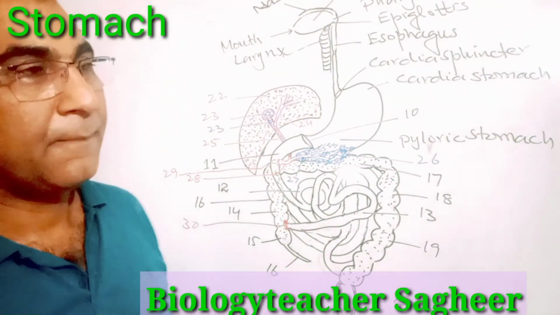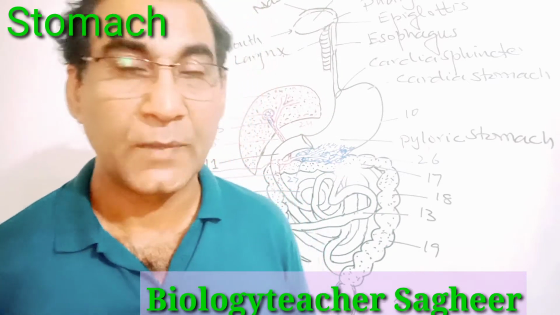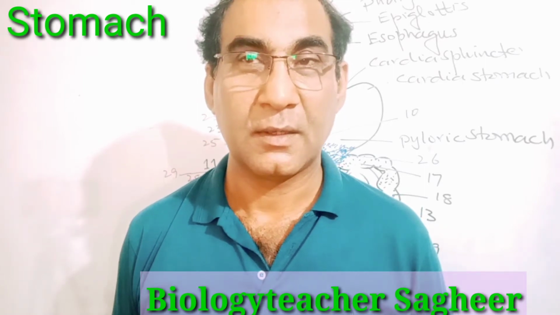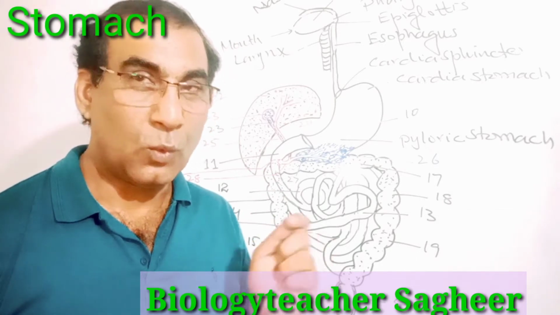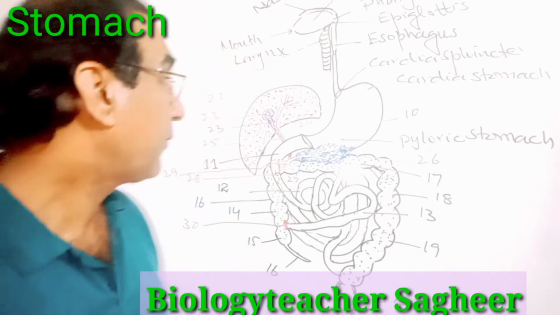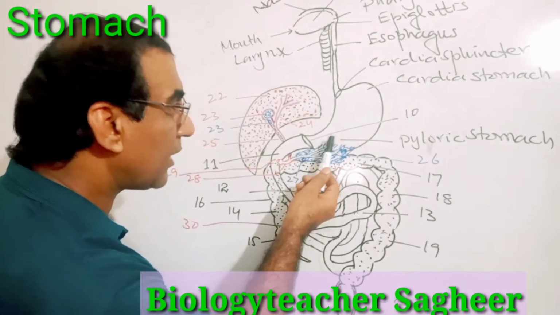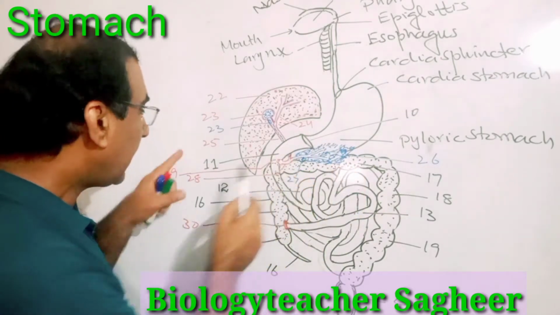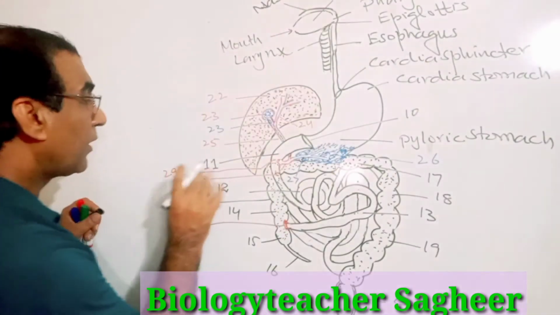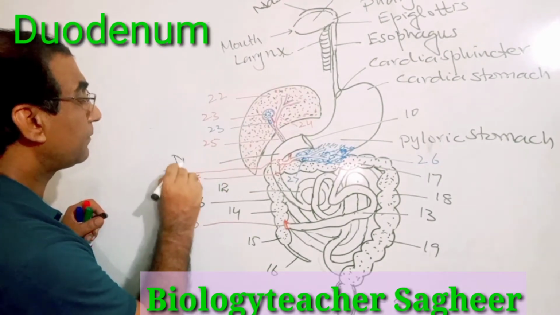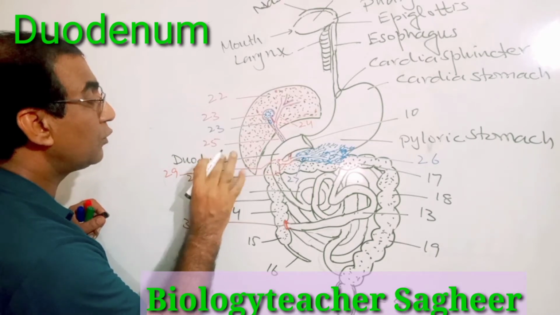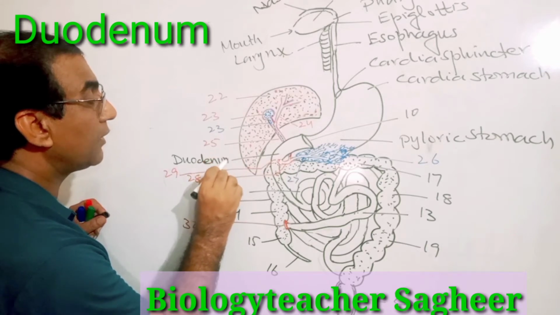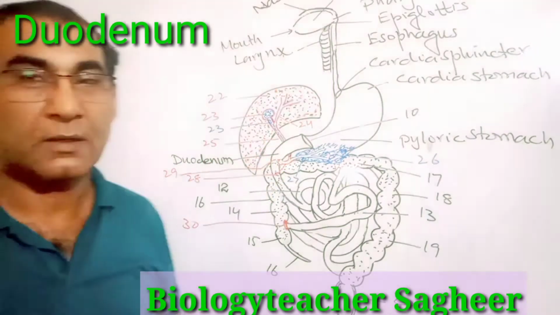The food material after the digestion in the stomach is converted into a semi-solid food material. Okay, and that is known as chyme. C-H-Y-M-E, chyme. Okay, and the chyme moves from the pyloric stomach into the 11th part. The 11th part of your digestive tract is duodenum. D-U-O-D-E-N-U-M. Duodenum.